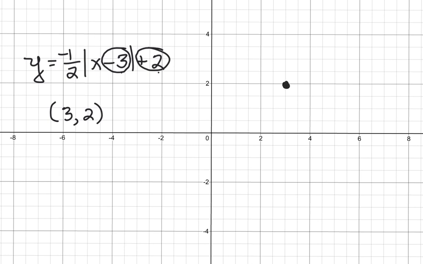Next thing I'll check is the coefficient, the a value. My a is negative 1/2. The negative tells me my absolute value should be opening upside down. From that vertex point, I'm going to go down 1 over 2, down 1 over 2. But then also I'm going to go the other direction, down 1 over 2 to the left, 2 to the left, and there is my absolute value function.